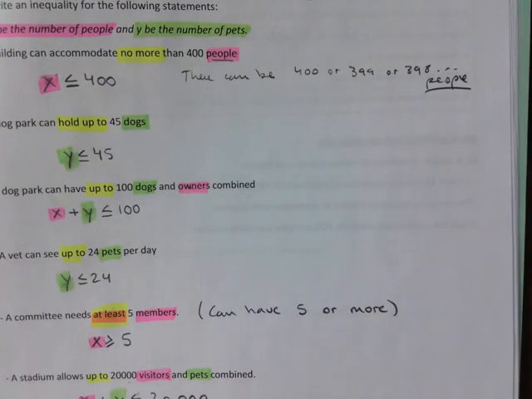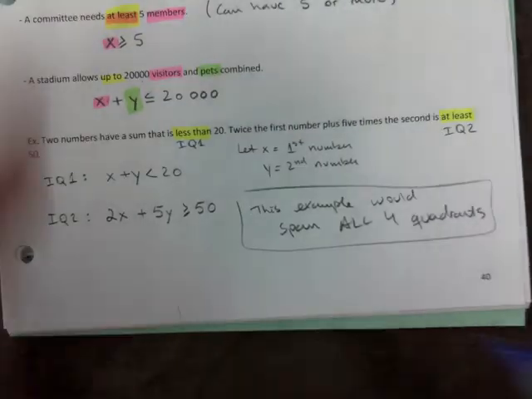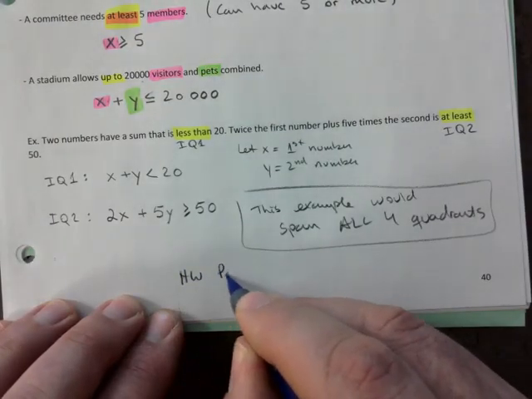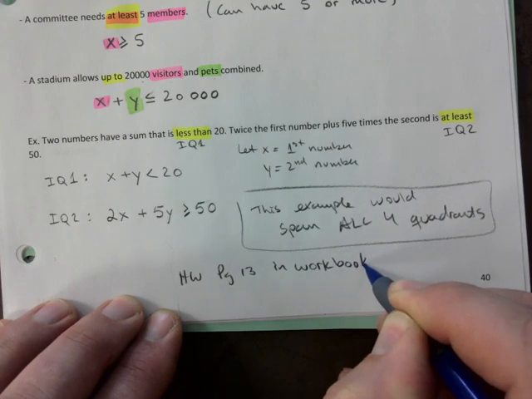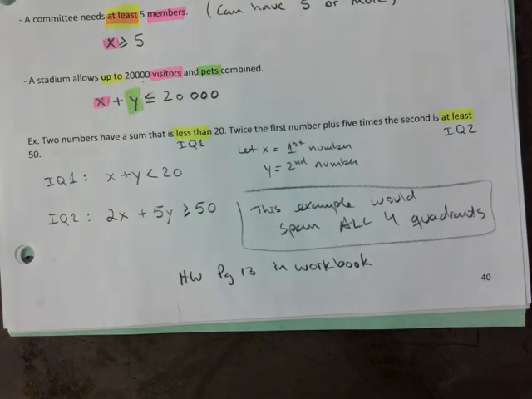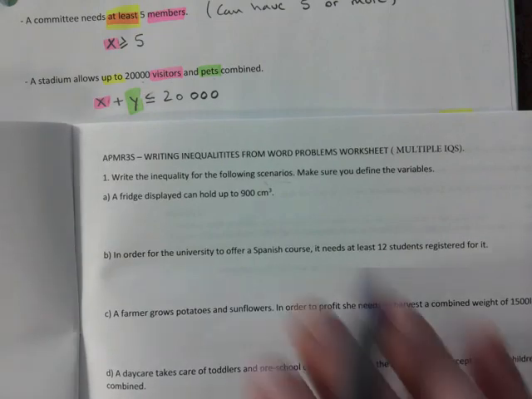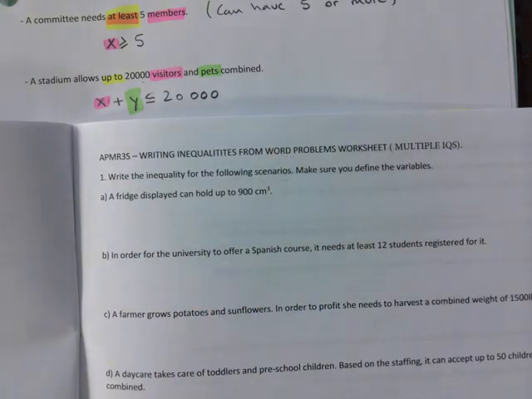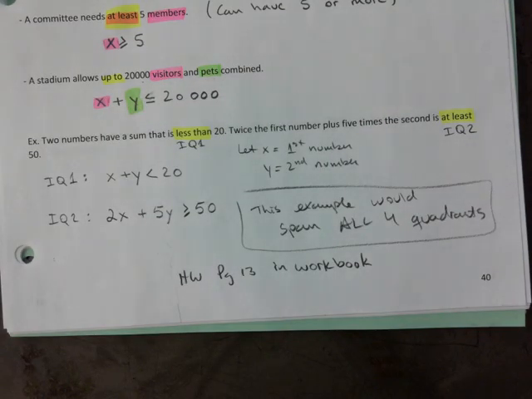One second. There's a big chance that you're not going to finish, so 10 minutes on that. I'll just write down at the bottom of this page: homework, page 13 in the workbook. Just that one page. Rewriting: write the inequality for the following scenarios. I'll post this answer key for you to see as well. Okay, thank you guys. You've been great.